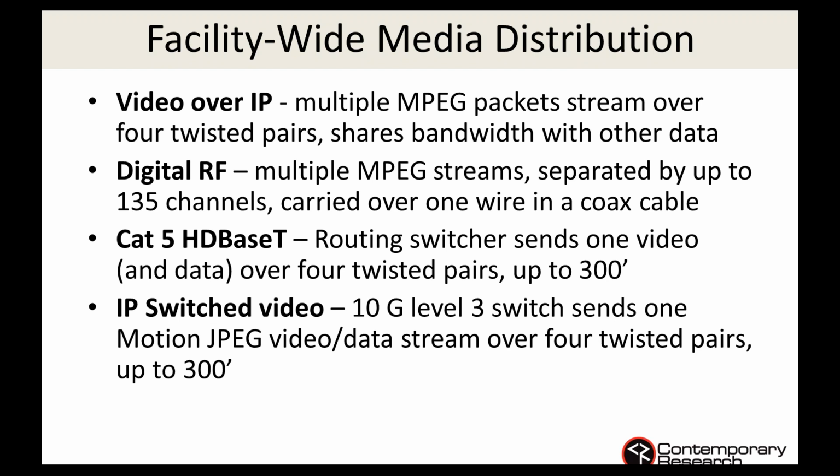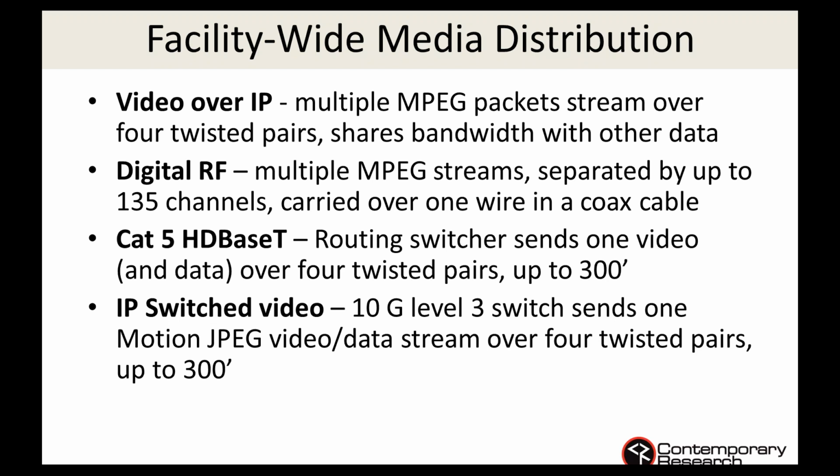Cat5 HDTV, which is the technology that really made distributing media over Cat5 a lot more meaningful and useful and reliable. You'll have a router switcher that can send one video and data, possibly Ethernet, audio, over 4 twisted pairs, going up to 300 feet in distance, much like IP is also limited by 300 feet.